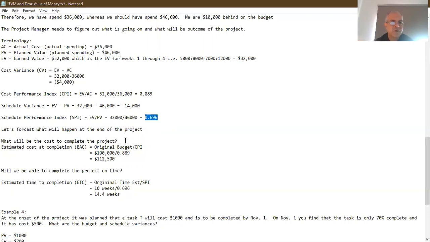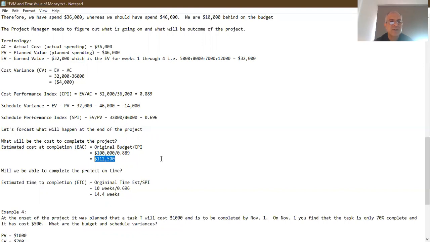So we need to do certain forecasts, right? So the question then arises, what will be the cost to complete the project? For this, we've got something called the estimated cost at completion, abbreviated as EAC. That is calculated by taking the original budget, which is $100,000, divided by the cost performance index, which is 0.889. So the original budget of 100,000 divided by the CPI value of 0.889 gives us the forecast that if we continue this way and we don't change the way that we're running this project, it is not going to be completed in $100,000.